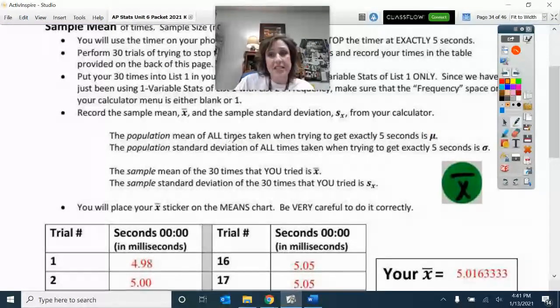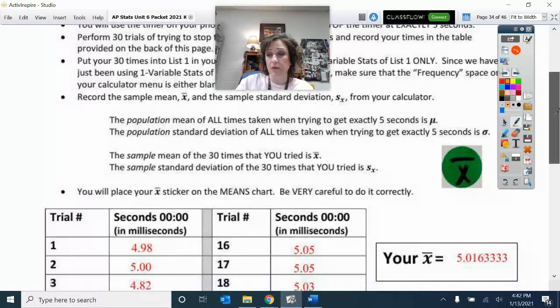Okay. The population standard deviation is the standard deviation for all of those times. Now, technically, I don't have that because I cannot do that. So on the next page, I'm going to approximate that or tell you based on past results what the population standard deviation is. All right. When you get a sample, your personal sample will be an X bar. That is the average of the 30 times that you tried. So you get an X bar that we're going to put on the chart. And your sample standard deviation, see this notation, S of X. All right. So we need to keep those straight.